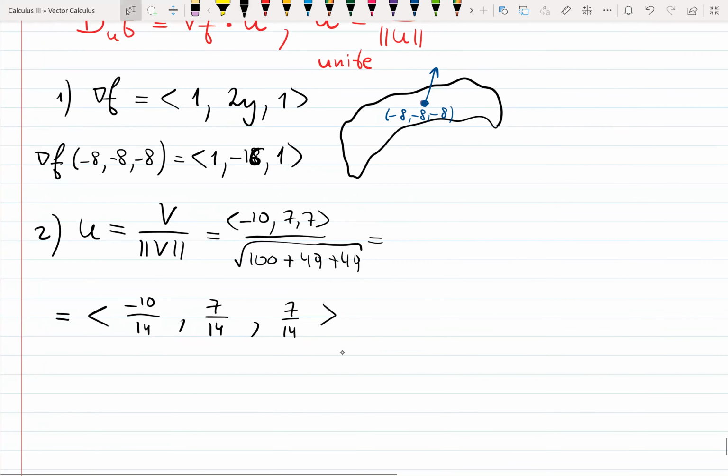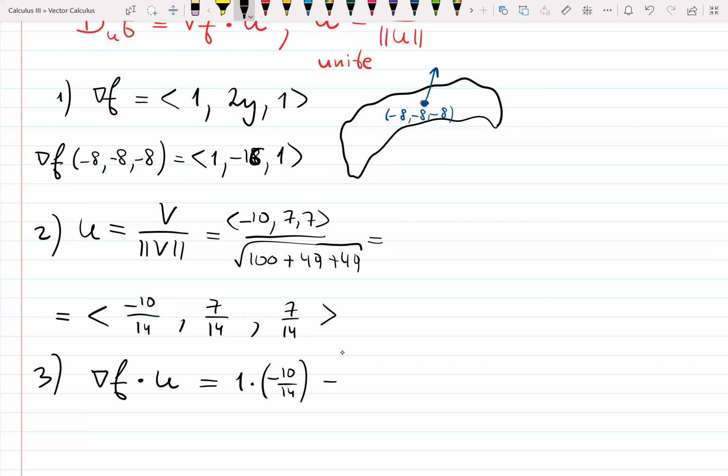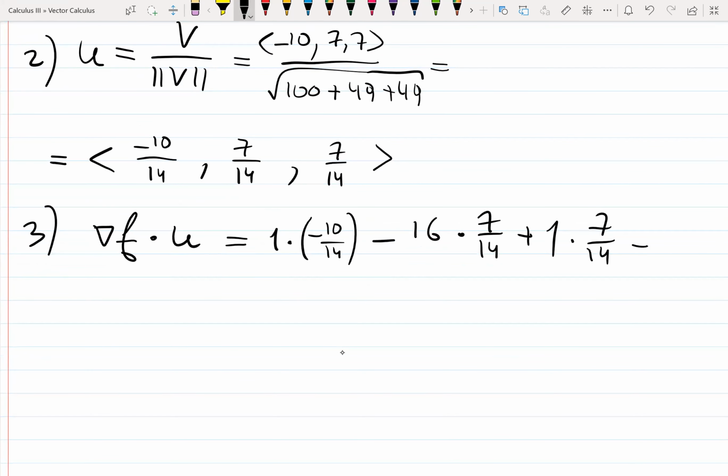And now we finish the product, which is the gradient times u, which is a unit vector. Be careful with that, or else you will lose points. So it's going to be 1 times minus 10 over 14, which I should have simplified, but whatever, minus 16 times 7 over 14, plus 1 times 7 over 14. Find this in the multiple choice. This is not a free response question, so find it there in the list.